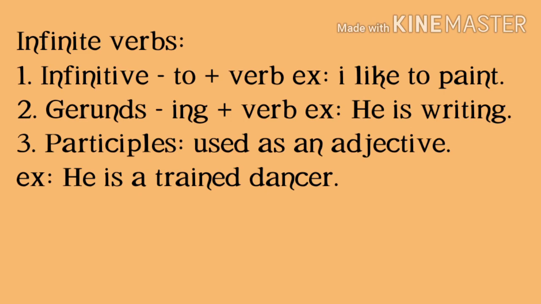Non-finite verbs are further classified into three types. Infinitive, which means the sentence will definitely have to plus verb. Example, I like to paint. And gerunds, where the verb ends with ing, and the participles, which are used as an adjective. He is a trained doctor. Here, trained is a participle of the word train and it is used as an adjective.